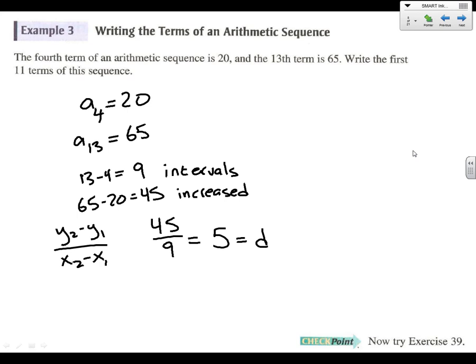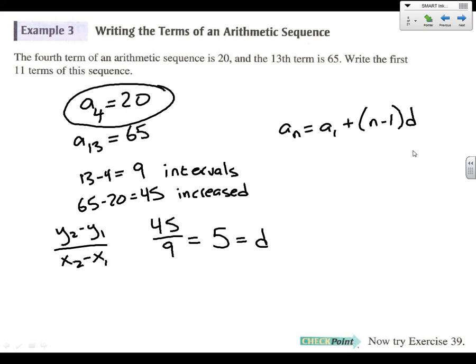So now that we have d, we want to find a sub n. So for that we need a1. So let's go to our formula here. A sub n equals a1 plus n minus 1 d. All right, so we don't have a1, but we do have an an. We have, let's use this one here.